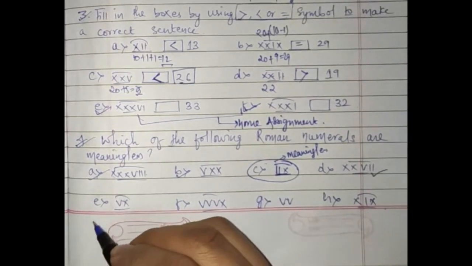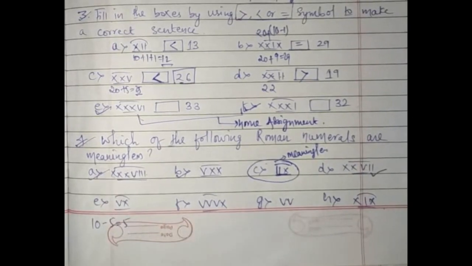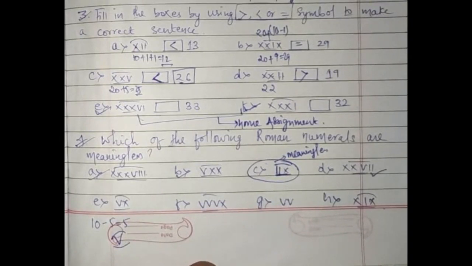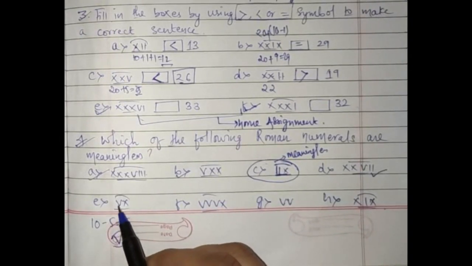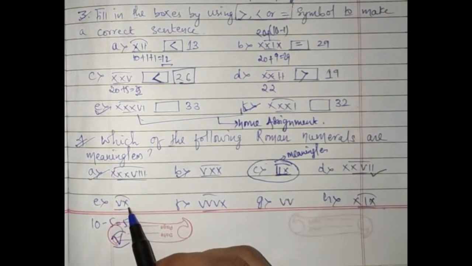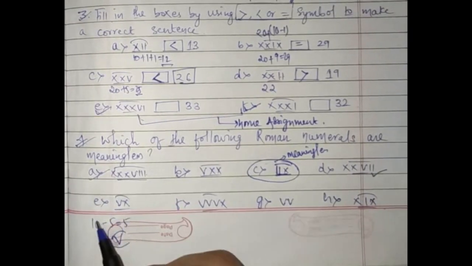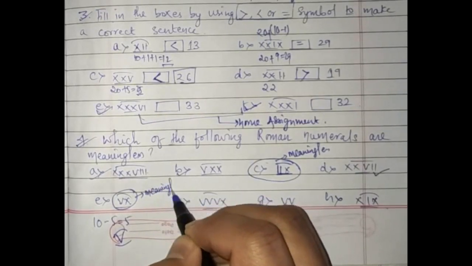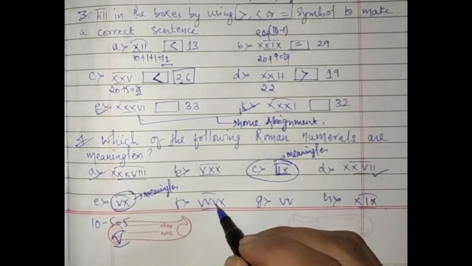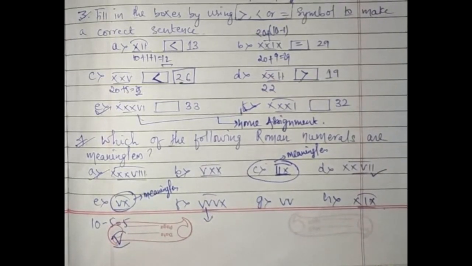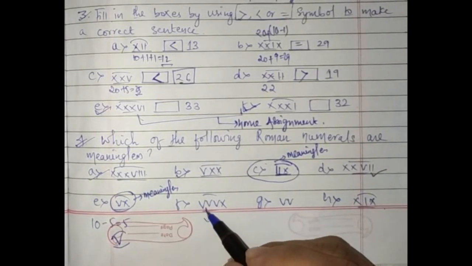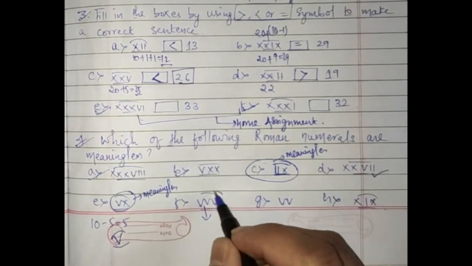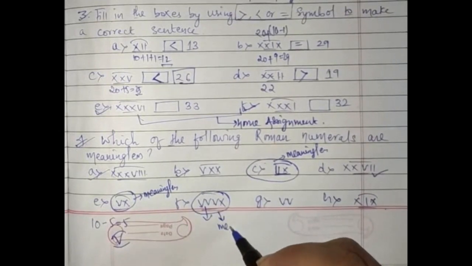VX means it is 10 minus 5, so it is 5, right? So 5 is usually represented as V. The Roman numeral V may not stand in front of a numeral of larger value, that is X, so it is also meaningless. And VVVX, because as I told you in the first class while stating the rules, V cannot repeat more than 1 time, but here it is 3 times, so it is also invalid or meaningless.